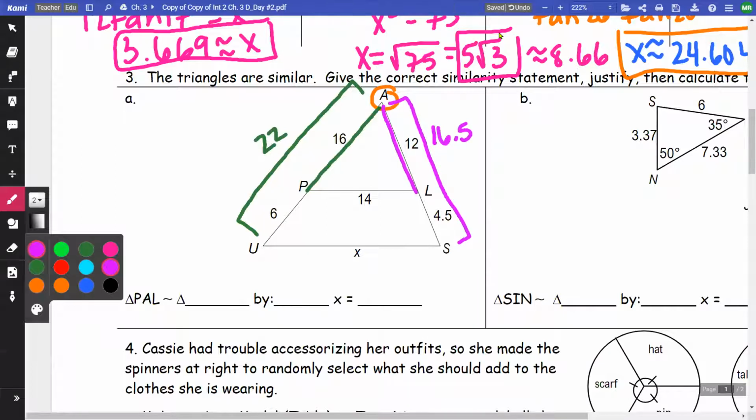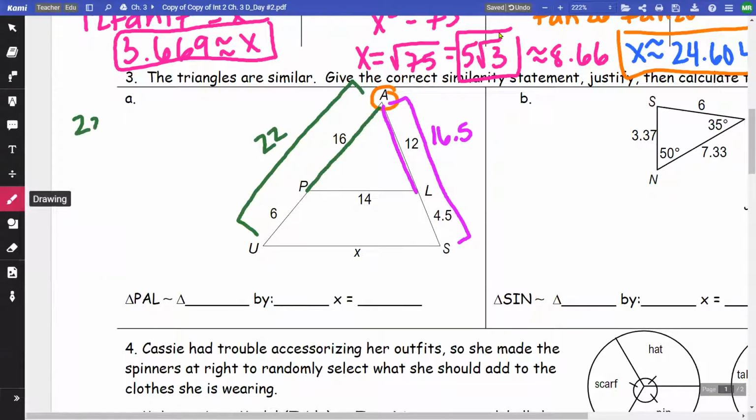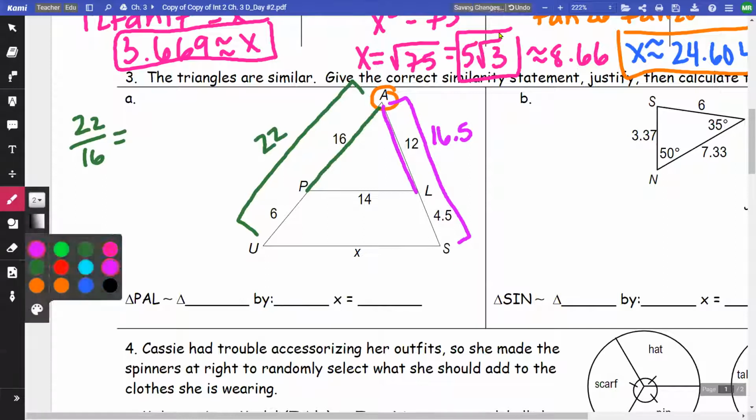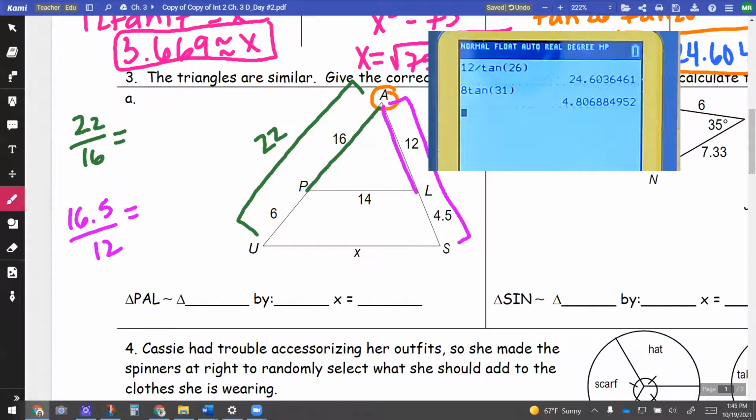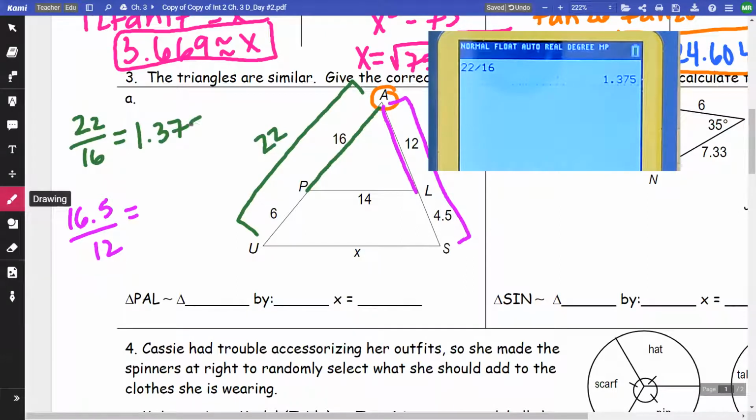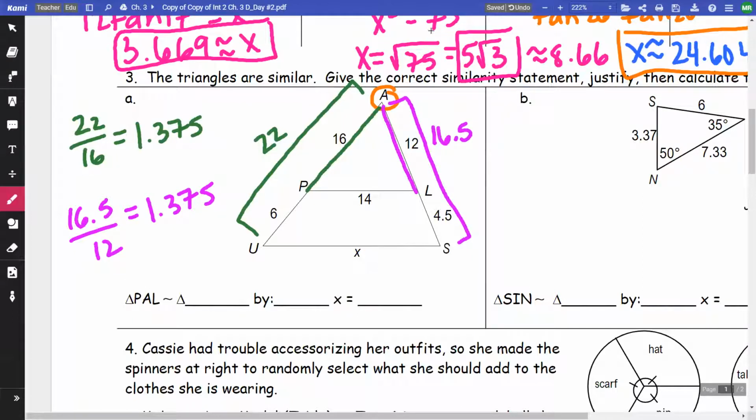And let me see my ratios. I'm going to do 22 over 16 and see what I get. And I'm going to do 16.5 over 12 and see what I get. So 22 divided by 16 is 1.375. 16.5 divided by 12 is also 1.375. So I know that the corresponding sides are proportional. So this is going to be side angle side similarity, and P goes with U, A with A, and L with S. And then we want to find the side.